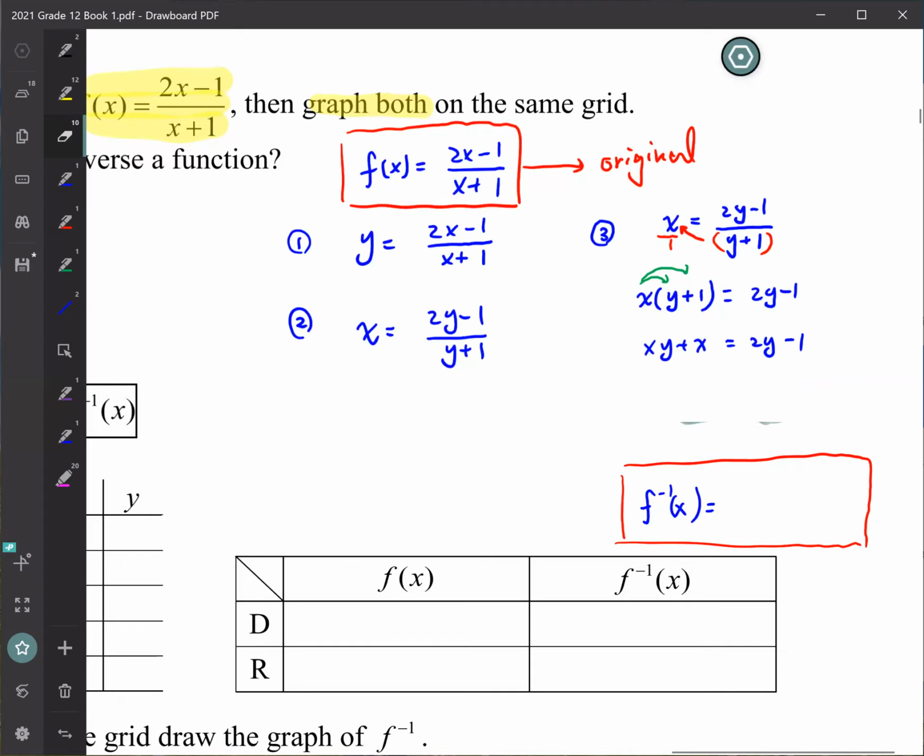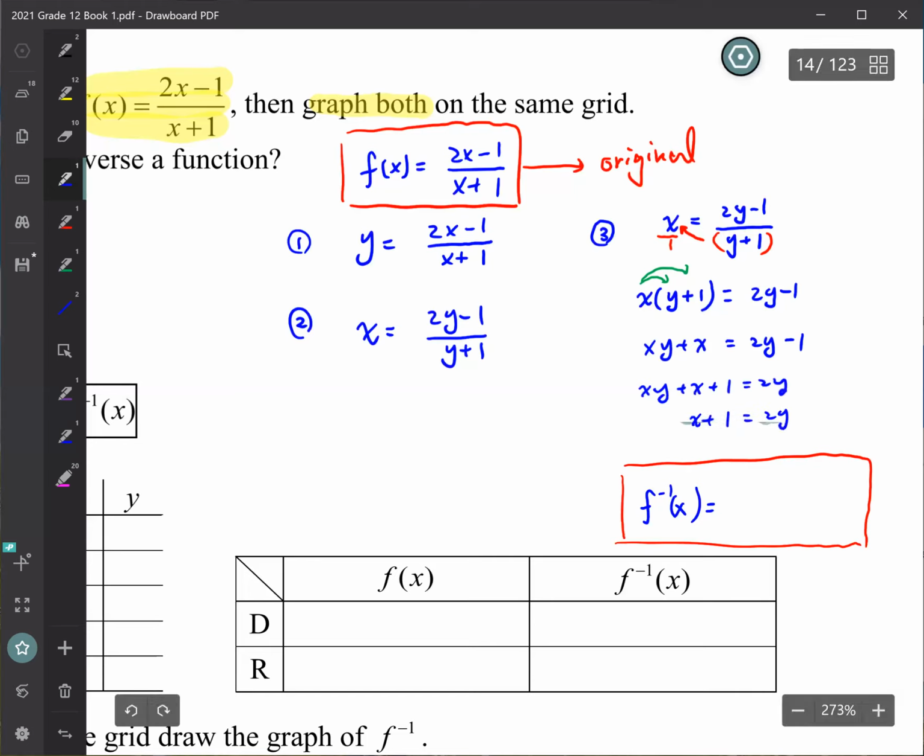Anyone else did differently? How about Jason, Daniel? I think I know how to do it. Okay, how do we do that? So I first added 1 on both sides. Can you tell me how to write it out? So it's xy plus x plus 1 equals 2y. And then I subtracted xy on both sides. So it's x plus 1 equals 2y minus xy.